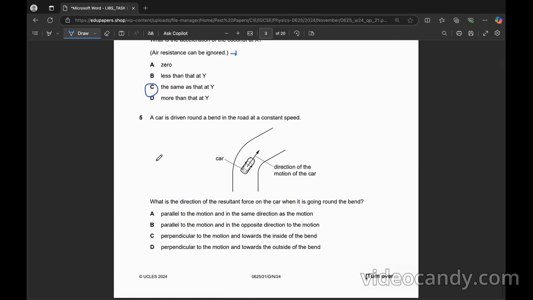Number 5. A car is driven round a bend in the road at a constant speed. What is the direction of the resultant force on the car when it is going around the bend? Now we are thinking about circular motion, and it involves centripetal force, which is always going to be towards the center and perpendicular to the motion. So you can read through the options, and the answer would be C.